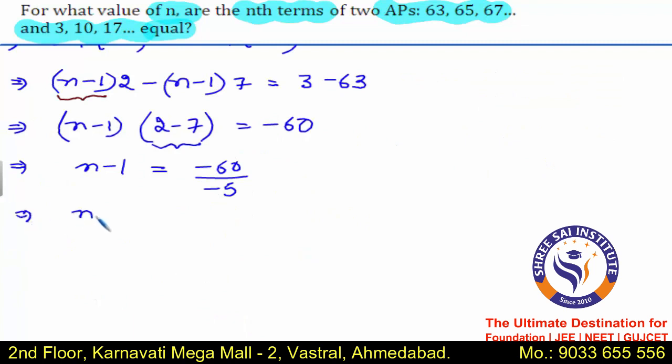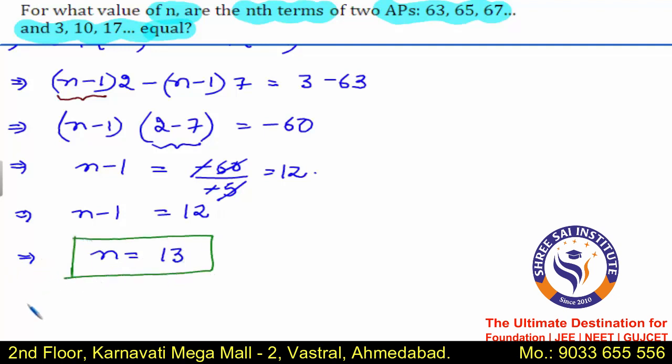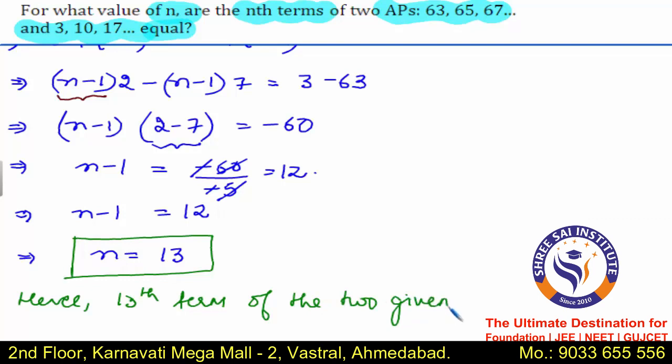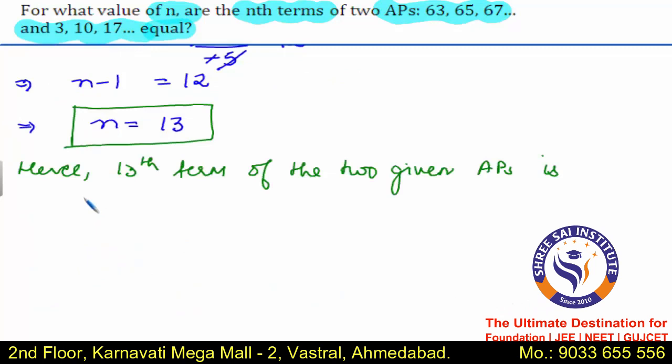This implies that n minus 1 is equal to 12, since on simplifying we get 12. This implies that n is equal to 13. Thus, the value of n is 13. Hence, we can say that the 13th term of the two given APs is equal. This completes the solution.